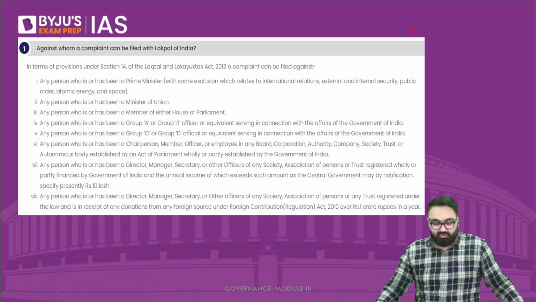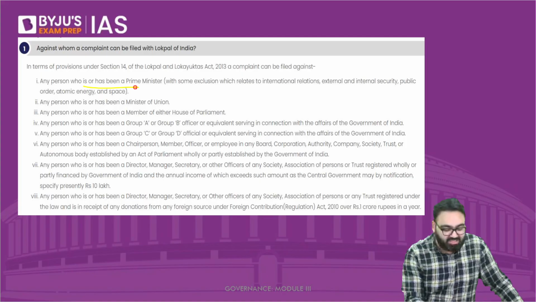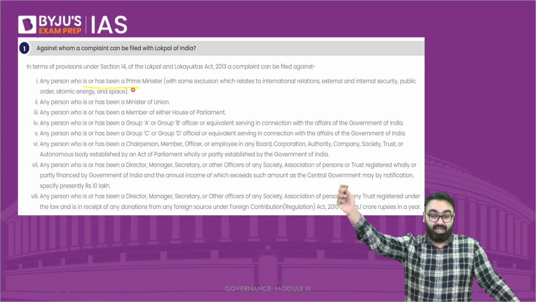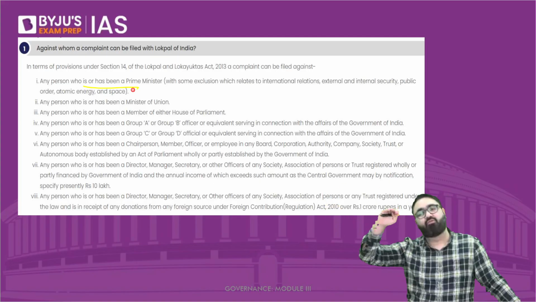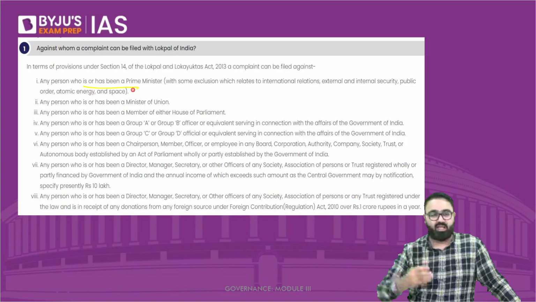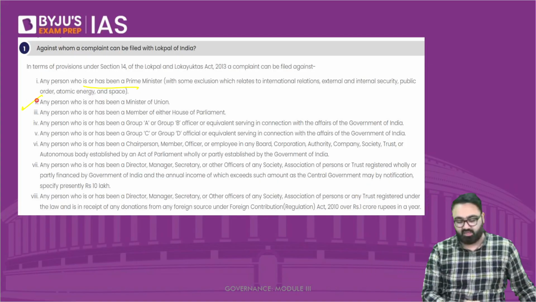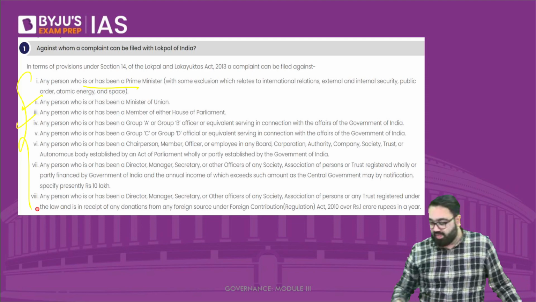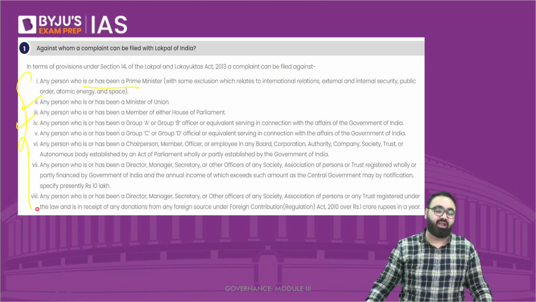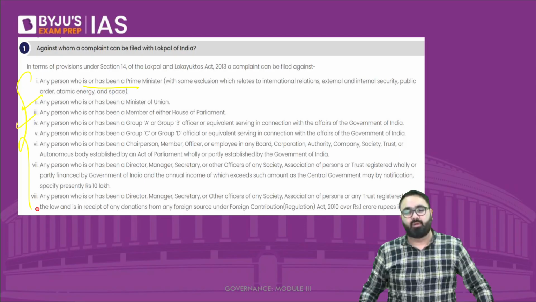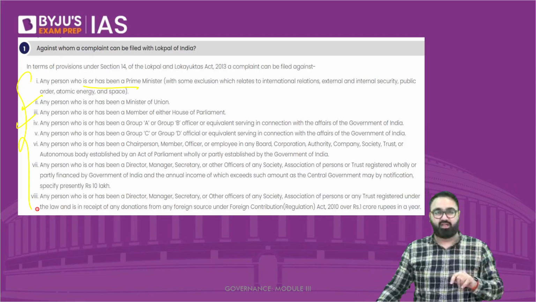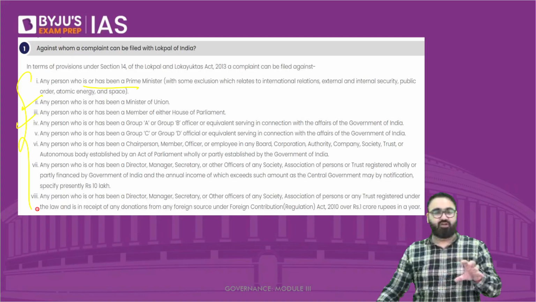It also tells you against whom you can file a complaint. For example, any person who is or has been a prime minister, any person who is or was a minister, any person who is or was a member of parliament. So it means that you can file a complaint even against those people who were at this post earlier, who are not at the post right now.